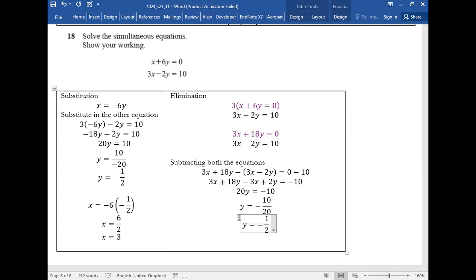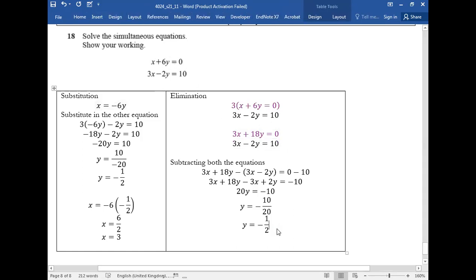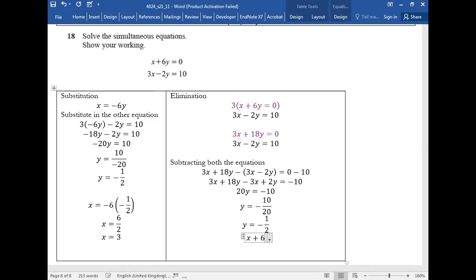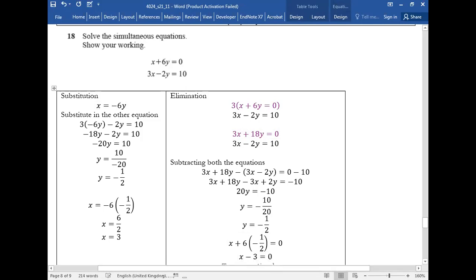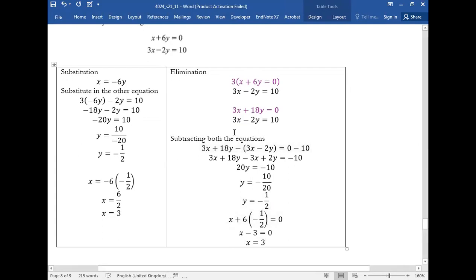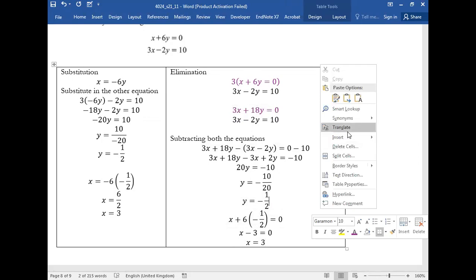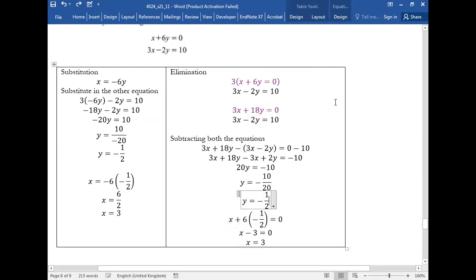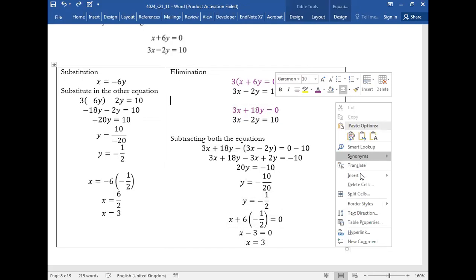Again, आप इसको किसी भी इक्वेशन में प्लग इन करें. ये सबसे आसान तो ये होगी कि आप first one में कर लें. x plus 6 into minus half is 0. So x minus 3 is 0. x is 3. ये एक मेथड है. Now what do you people do? आप लोग इसको किस तरीके से करते हैं वो भी मैं बता देता हूँ. Obviously that is important. But understand this thing. This is the right way to do.